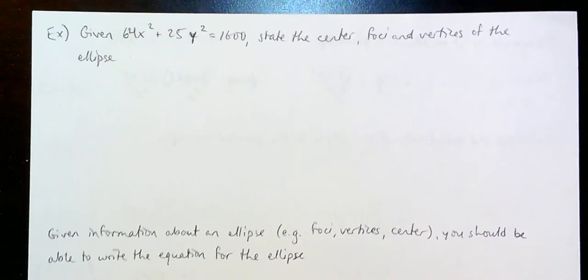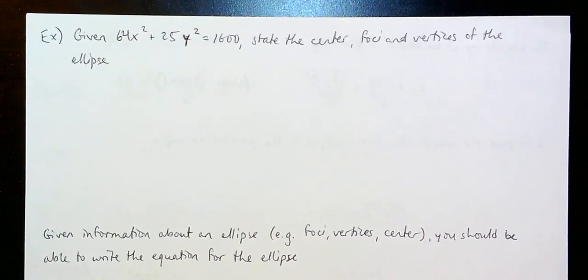Well, not all ellipse equations will be given to us in that nice form. Here is an example of where we may not see something in that very nice form. Given 64x squared plus 25y squared equals 1600, we're again going to state the center, the foci, and the vertices of the given ellipse.